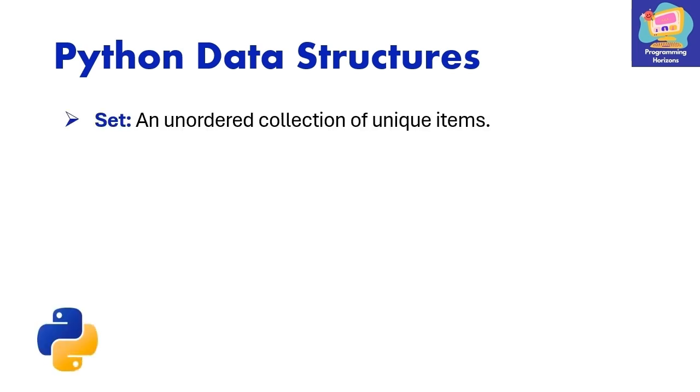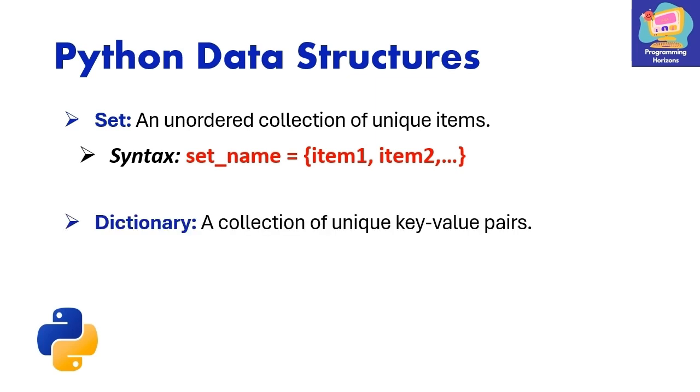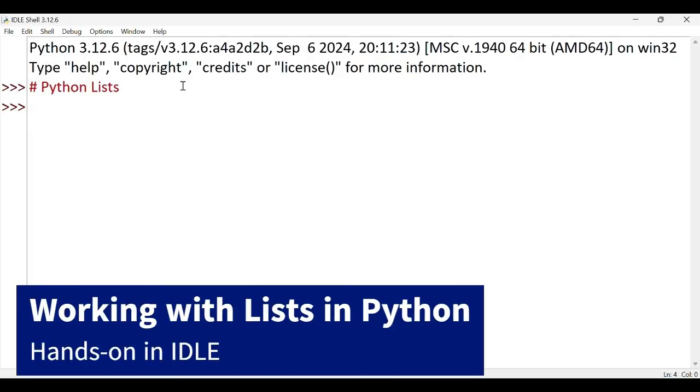The third type of data structure is a set, which is an unordered collection of unique data items. By unique, I mean that duplicate entries are not allowed, and all the elements of a set must be enclosed within a pair of curly brackets. And lastly, we have a dictionary, which is a collection of unique key value pairs. That means all the keys and their corresponding values must be enclosed inside a pair of curly brackets, as shown over here. Let us take a look at Python lists.